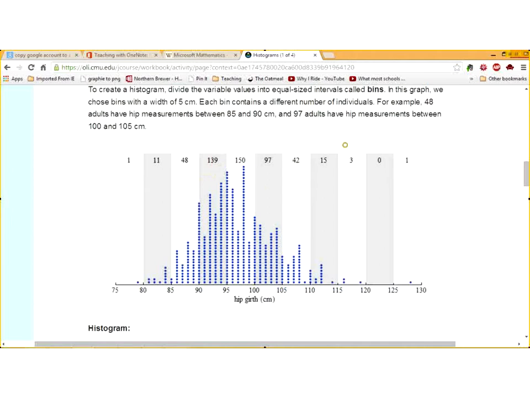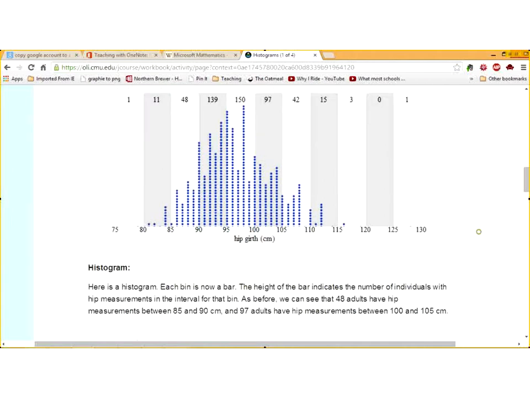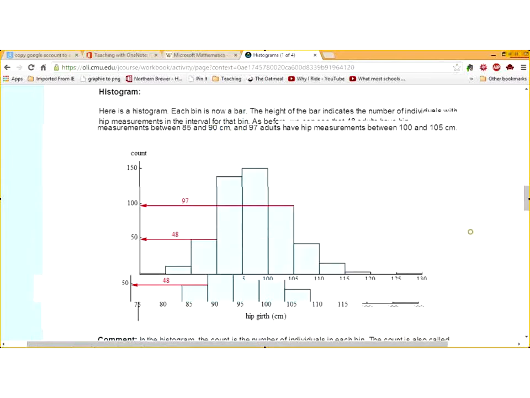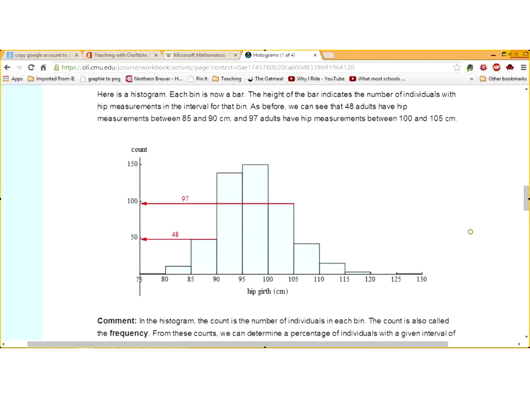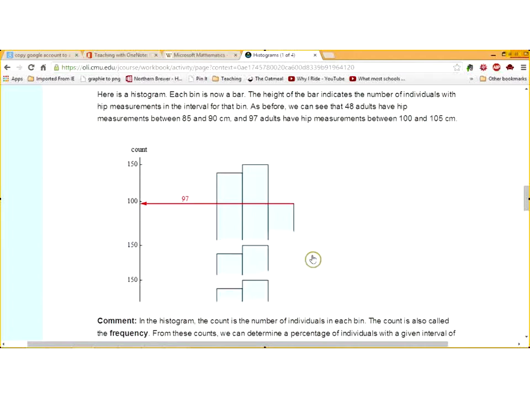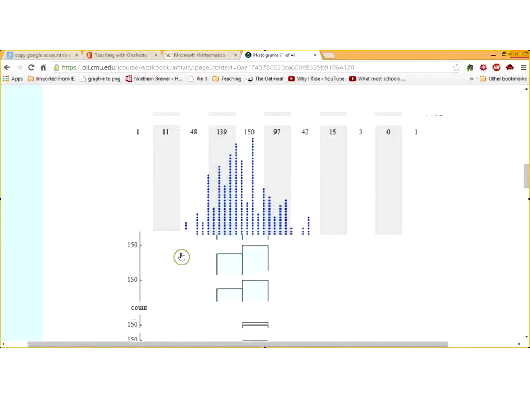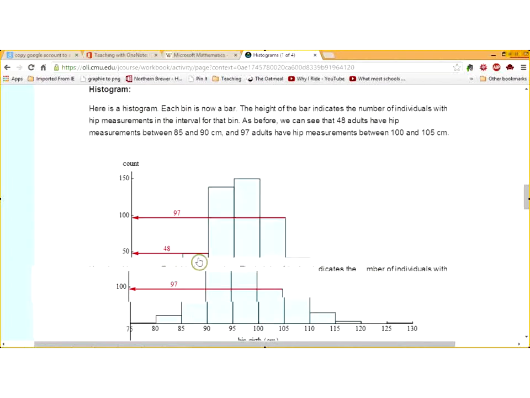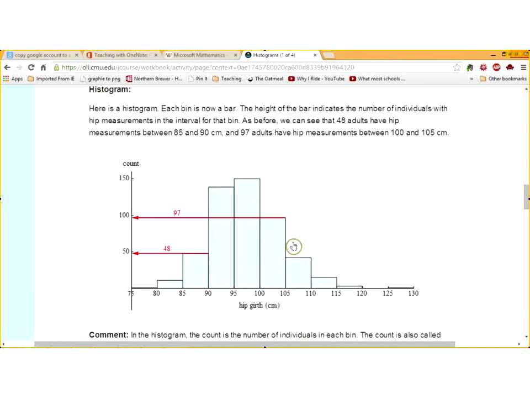And then the numbers at the top just tell you how many dots there are in each of those. So then we translate that to a histogram instead, where each bar, the height of that bar, is how many individuals are within that range. And here's that picture now with bars. So from 85 to 90, if you go back up, there's 48 right there. And so the height of that bar is 48.